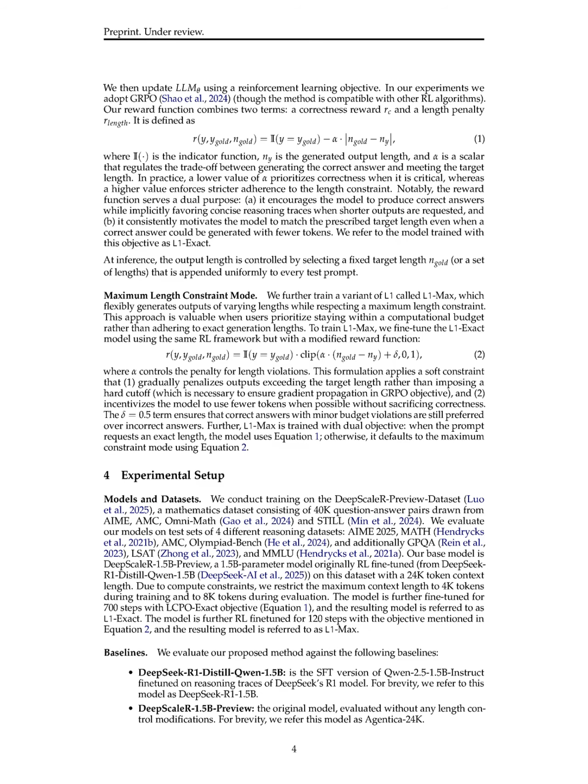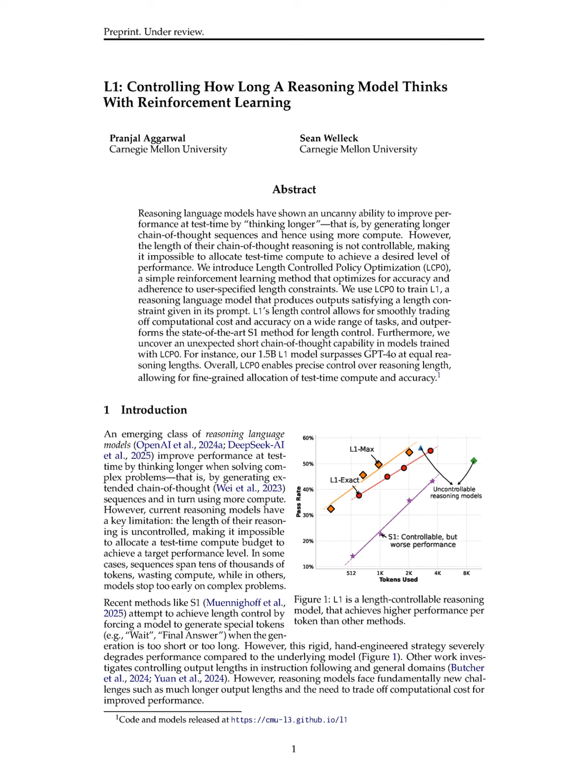Next, LCPO employs a reinforcement learning (RL) framework, specifically using the GRPO algorithm to update the model based on a dual objective reward function. This reward function consists of a correctness reward, which incentivizes the model to produce accurate answers, and a length penalty that encourages adherence to the specified target length. The balancing parameter, alpha, regulates the trade-off between these two objectives, allowing the model to prioritize correctness or length compliance as needed. Finally, during inference, the model generates outputs by selecting a fixed target length, ensuring that the reasoning process aligns with the specified constraints while optimizing performance.